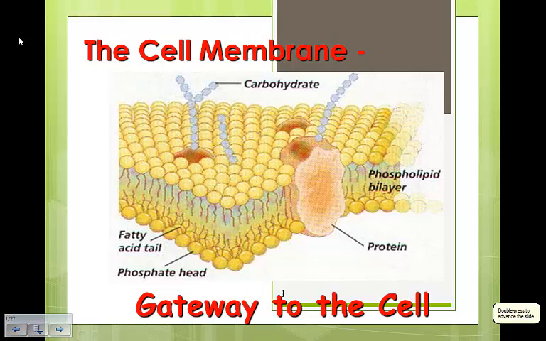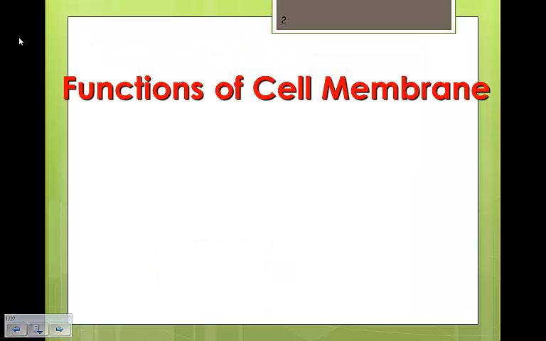Okay, so here we go with the cell membrane. In looking at transport in and out of the cell, the cell membrane is where that happens. It is considered the gateway to the cell. It's how things get in and how they get out.